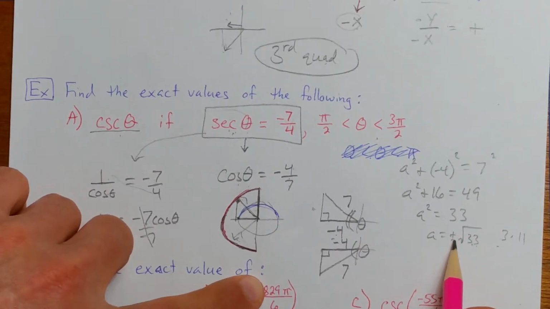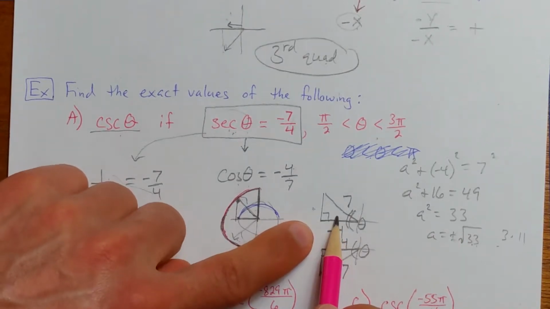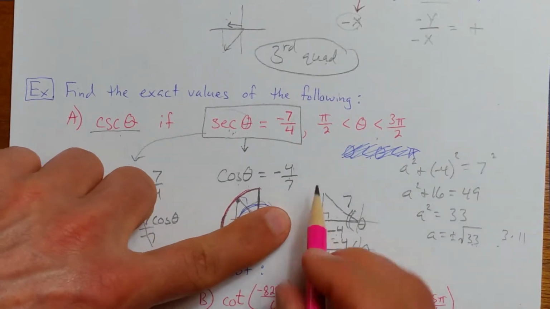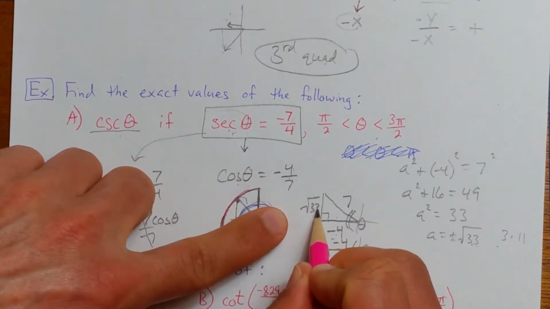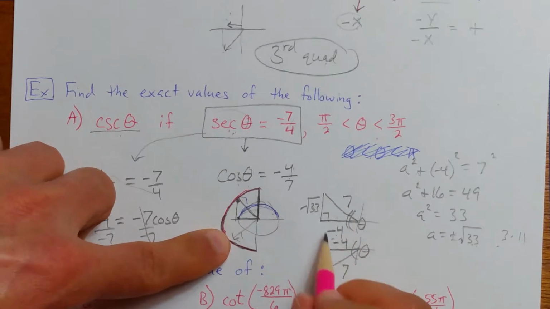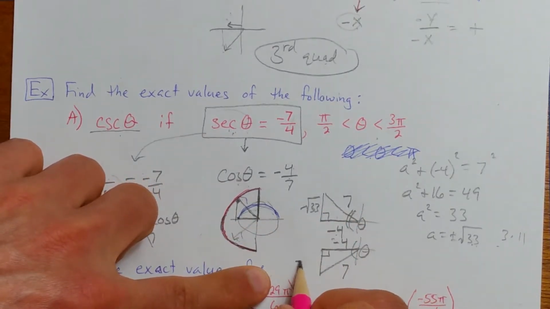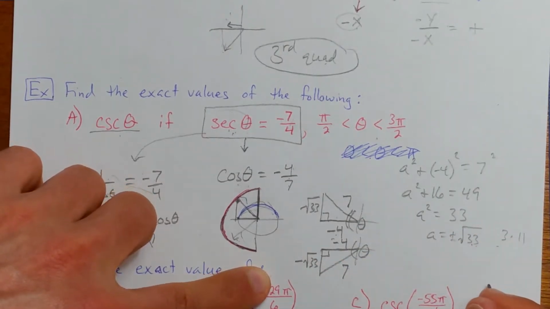Now, here's where the plus or minus kicks in. If I was just looking at this triangle, say I was looking at this blue scenario, then it would be positive square root of 33. But since I'm looking at actually both of them, I'm going to have two different answers. I'm going to have one answer for this triangle and one answer for this one. This one is negative square root of 33 because you moved down.